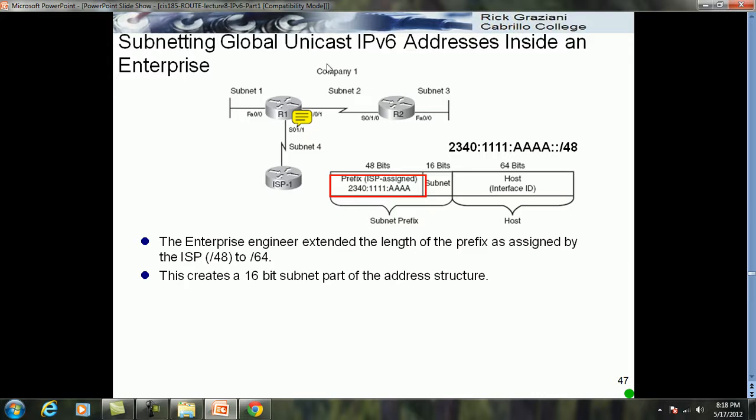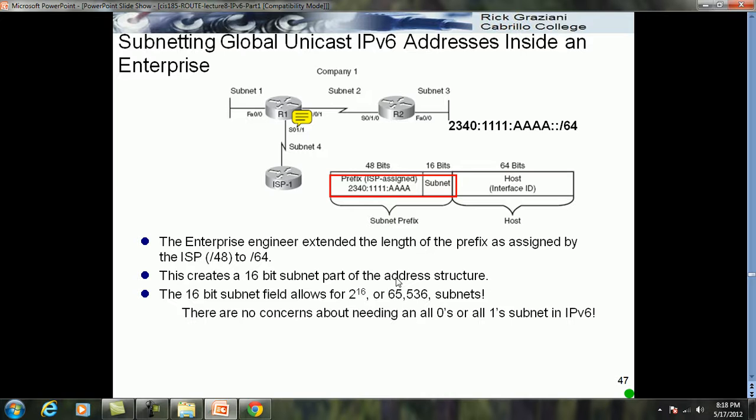Understood? Yes. So now, subnetting a global unicast IPv6 address inside an enterprise. Subnetting in IPv6 is not actually like we did in IPv4, but in a simpler way. The enterprise engineer extended the LAN to a prefix assigned of /48 to /64. How? See here, company 1, subnets 1, 2, 3. This has been assigned to us by the ISP, correct? Now what he did: this creates a 16-bit subnet part of the address structure like this. So here I can make my subnets. How many? 65536 subnets, correct?